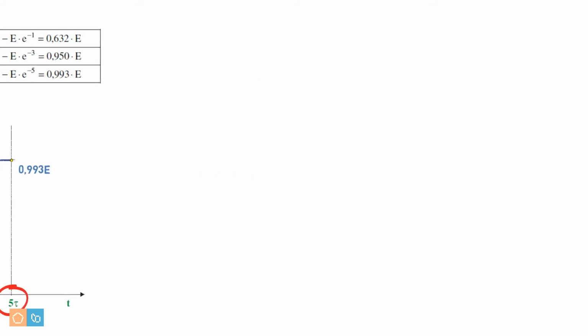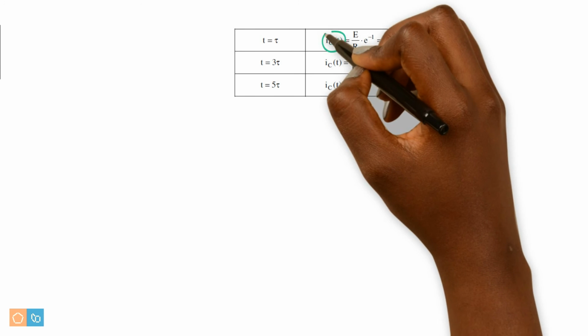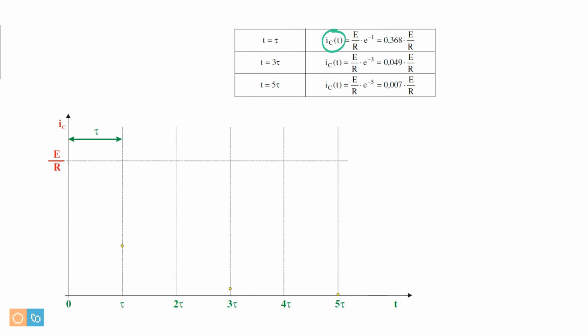On the other hand, the IC current through the capacitor behaves in the following way. For the instant t equals tau, the IC current reaches 36.8% of its initial value, E divided by R. At the instant t equals 3 times tau, IC reaches 4.9% of its initial value, and at the instant t equals 5 times tau, IC reaches 0.7% of its initial value.